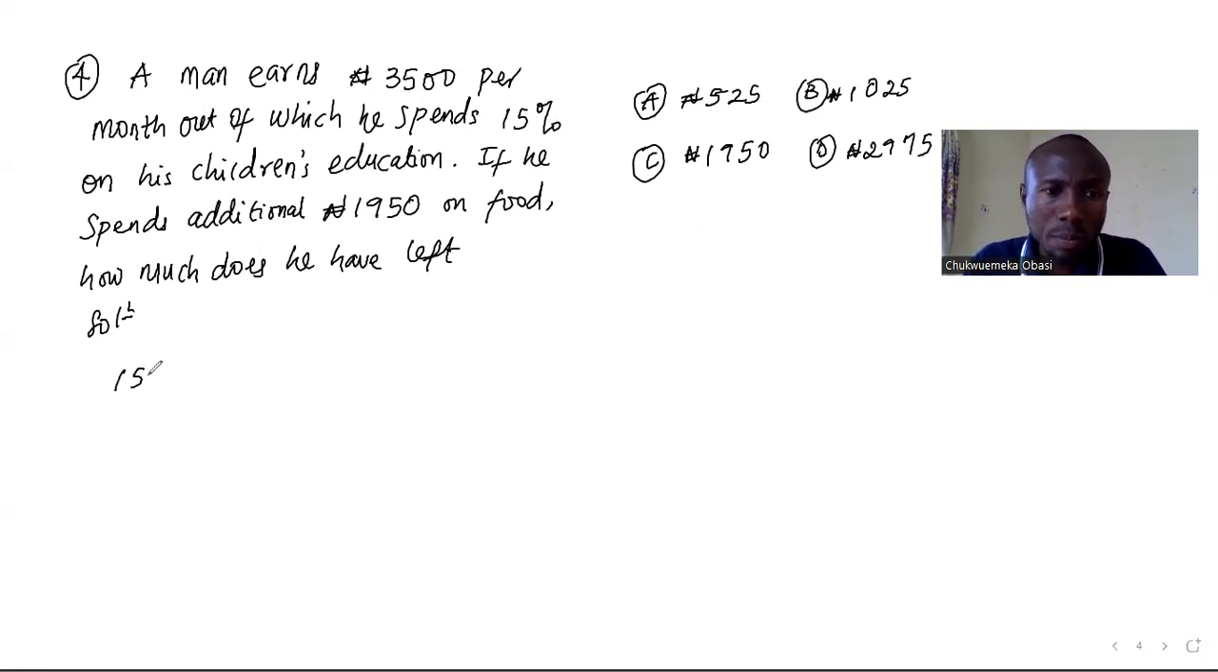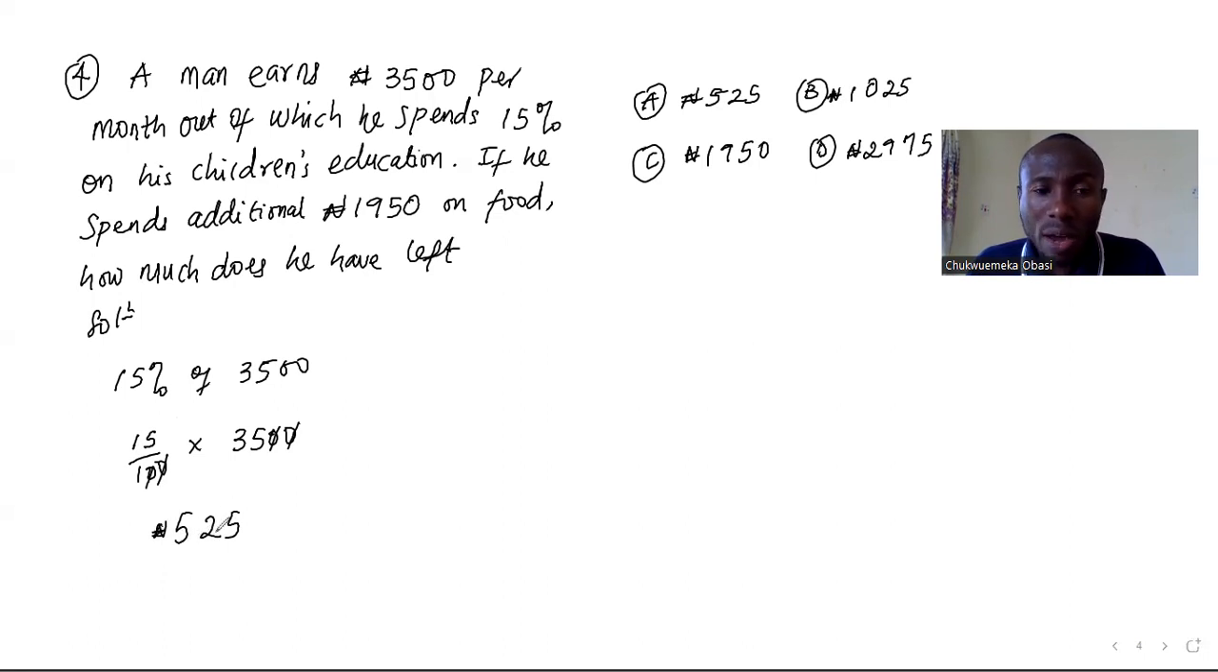So we do 15% of 3,500. 15% is the same as 15 over 100. Then times 3,500. Of course, you know, these zeros can cancel out these zeros. And now you want to do 15 times 35. Let me do it with my calculator. 15 times 35 will give me 525. So the man actually spent 525 naira on his children's education. This must be a very nice guy.